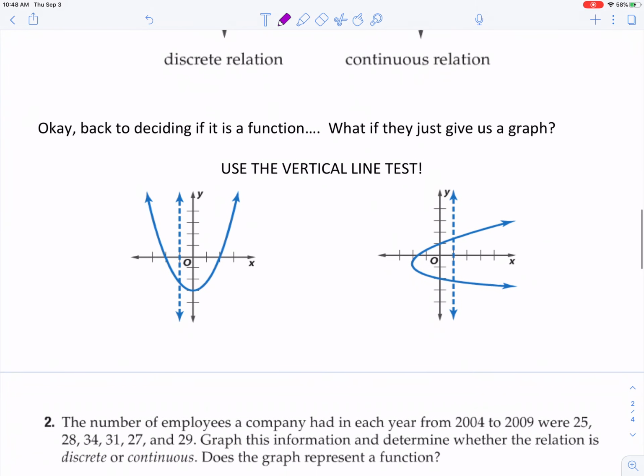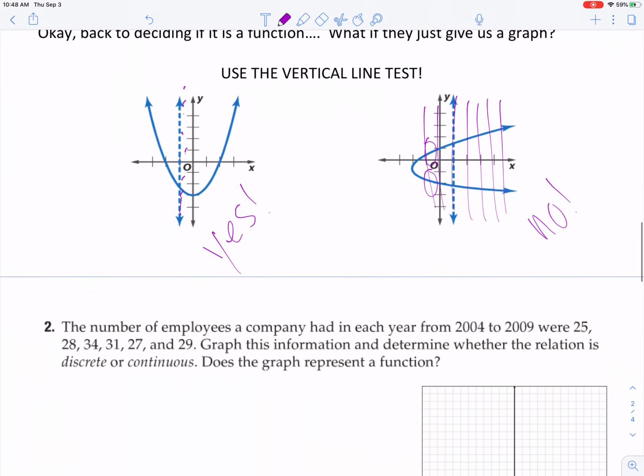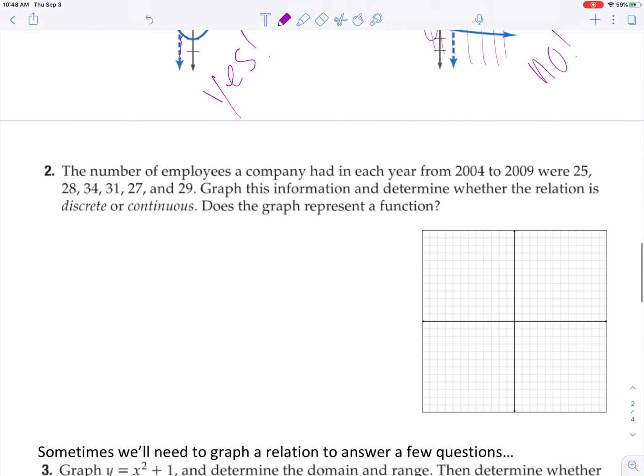I mentioned this vertical line test already. Here's some actual graphs. You can see how they've drawn their dashed line here. The one on the left is a function. The one on the right is not. It crosses twice in multiple locations. So that one is not.